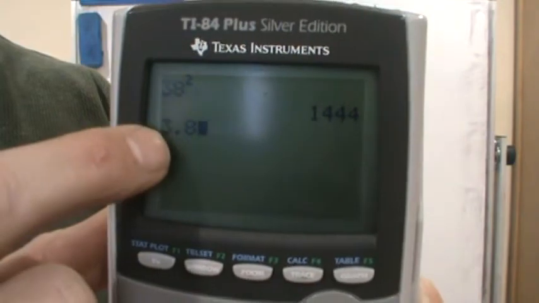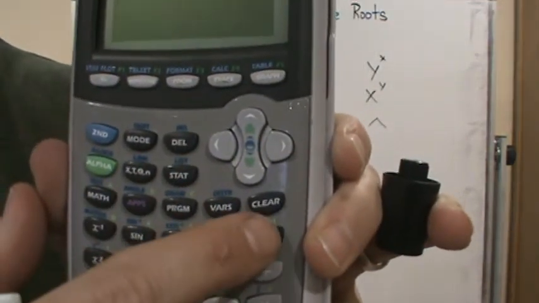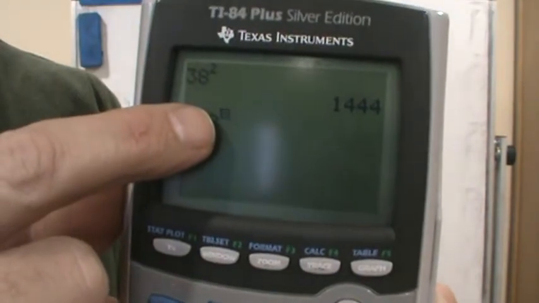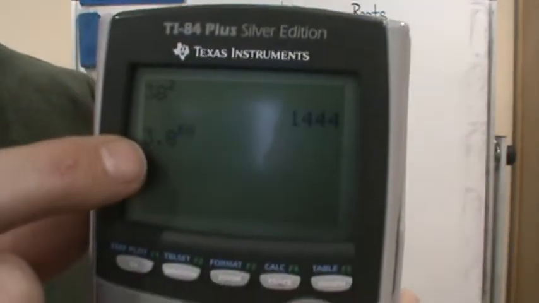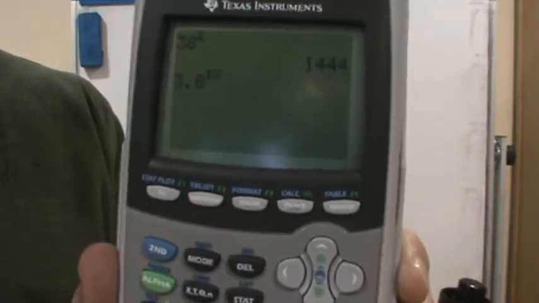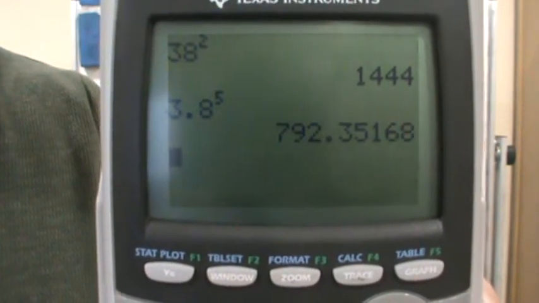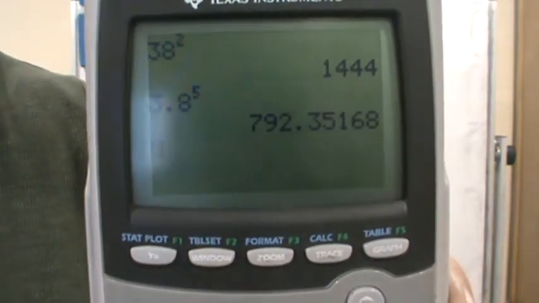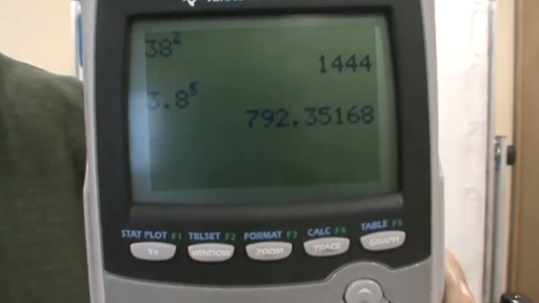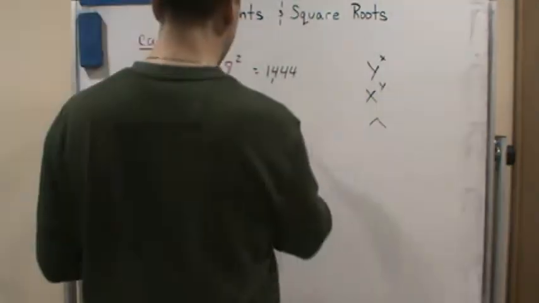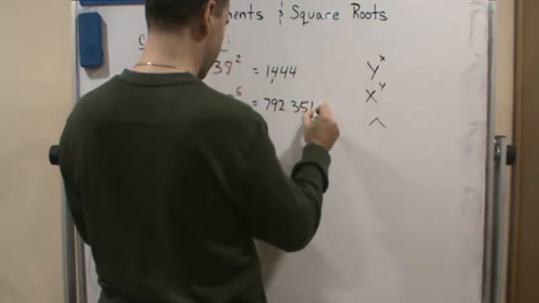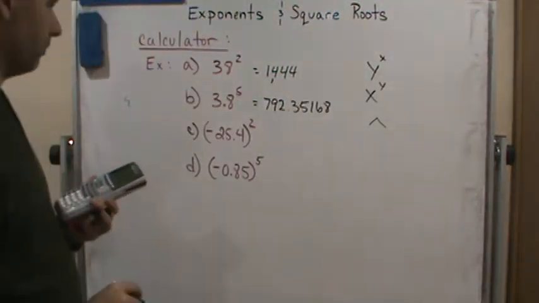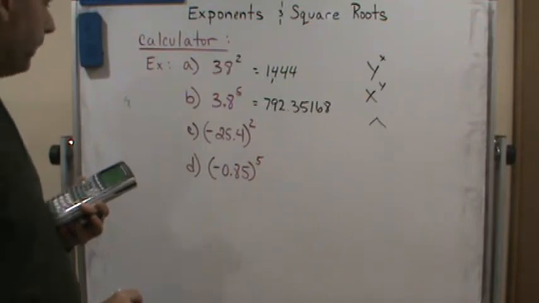So for example, if I wanted to do this one here, 3.8 to the 5th power, I would just hit the caret key, and now it puts it up as an exponent, and now I just push in 5, which is right here. And now I get 3.8 to the 5th power, and if I hit enter, that's the answer I get, 792.35168. So that's the answer.